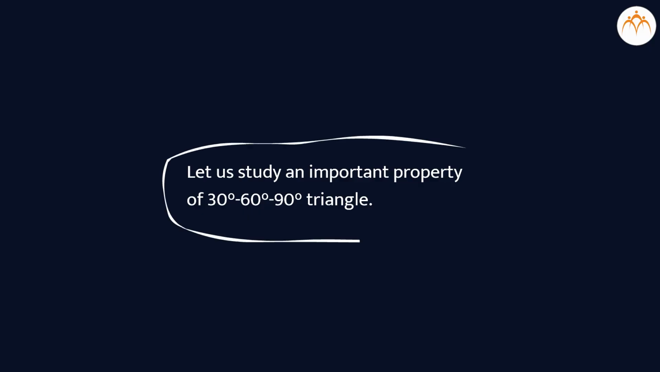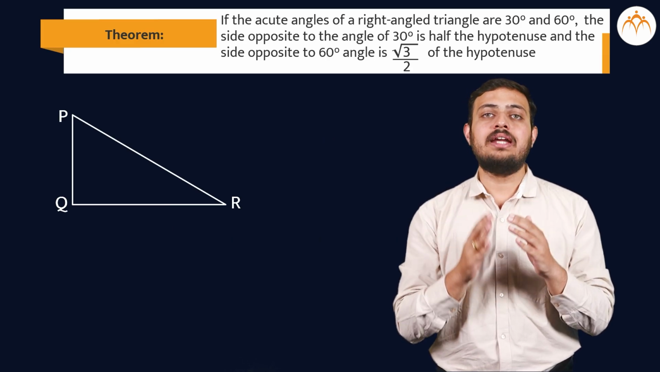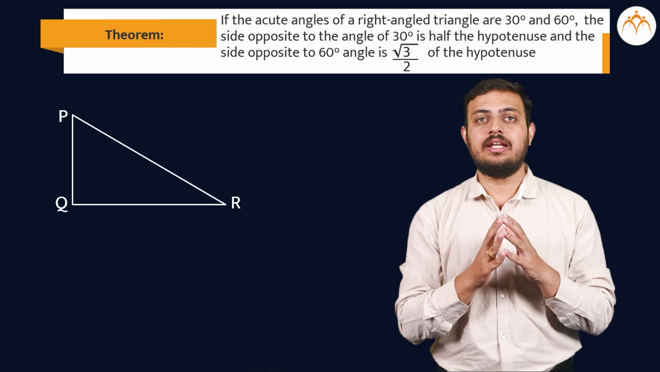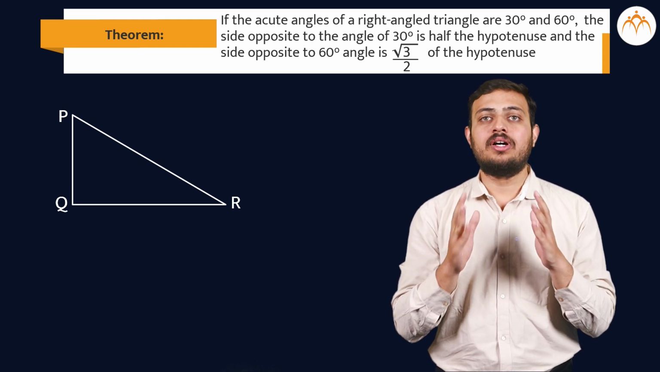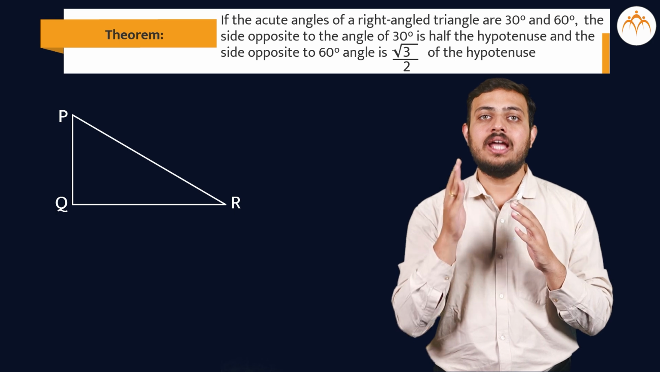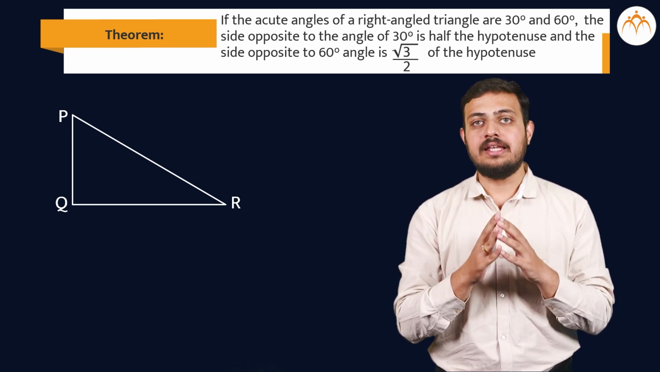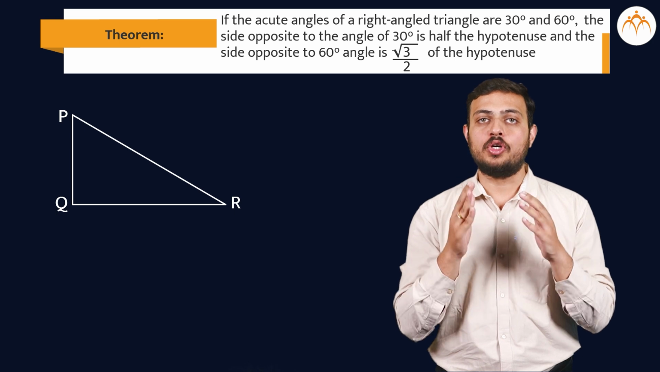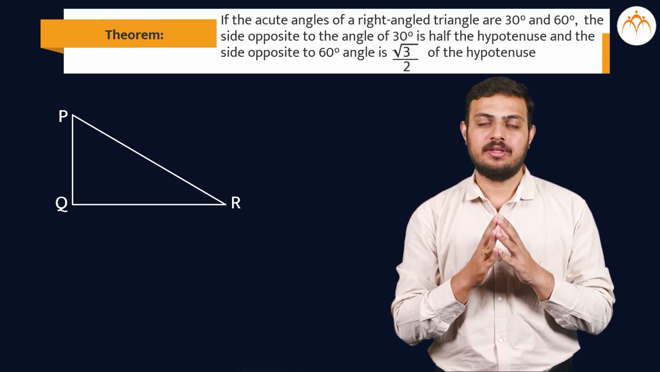Let us study an important property of the 30 degree, 60 degree, 90 degree triangle. Theorem: If the acute angles of a right angled triangle are 30 degree and 60 degree, the side opposite to the angle of 30 degrees is half the hypotenuse and the side opposite to the 60 degree angle is square root 3 upon 2 of the hypotenuse. Let us prove this theorem.